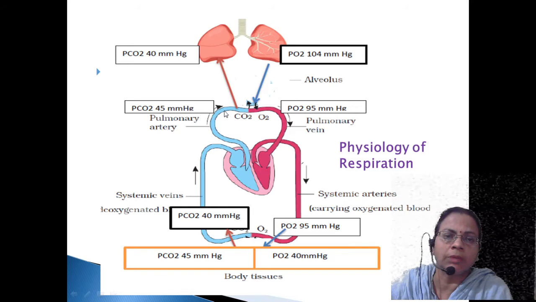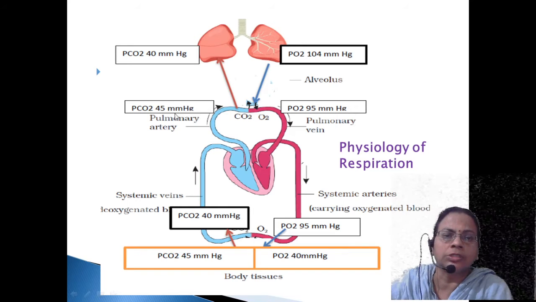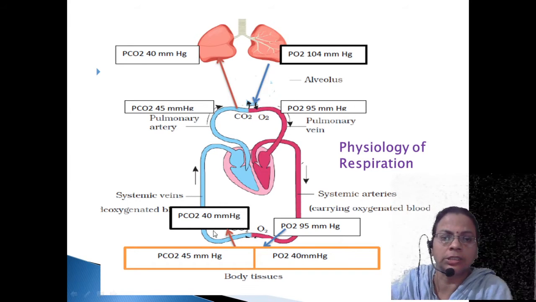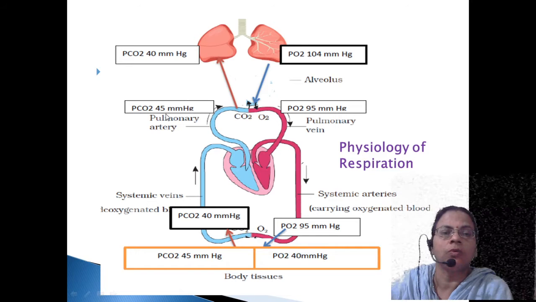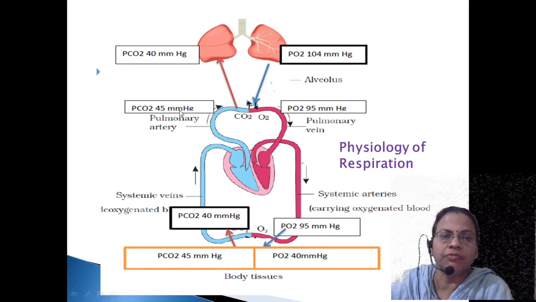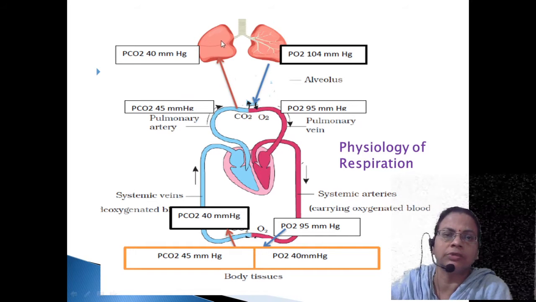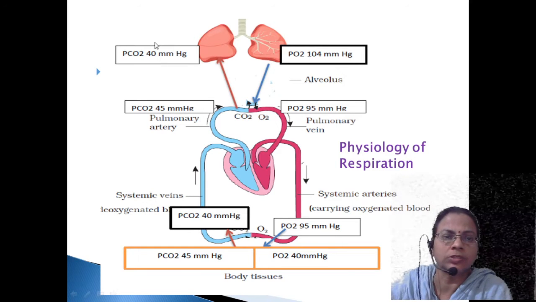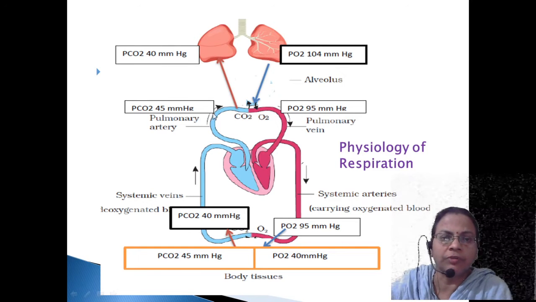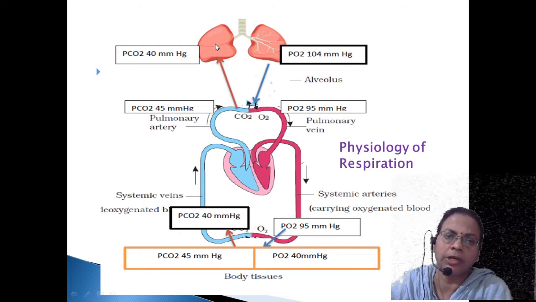When it reaches the capillary, the carbon dioxide concentration again increases, from 40 to 45, because all the carbon dioxide will be collected here. So the partial pressure of carbon dioxide here will be 45. Then in the lungs, the partial pressure of carbon dioxide is only 40. So from 45 to 40 it will pass on.